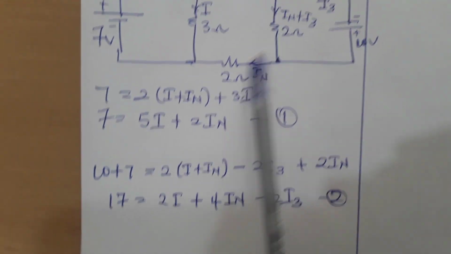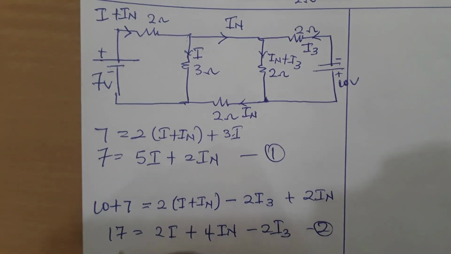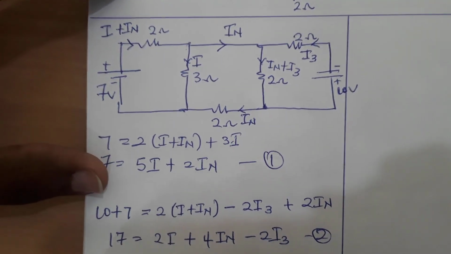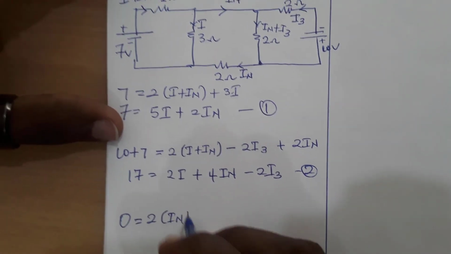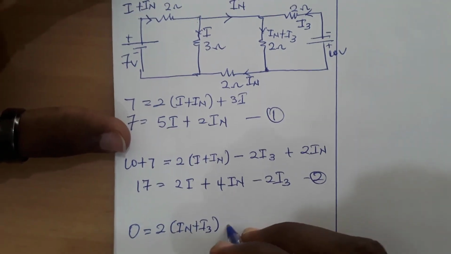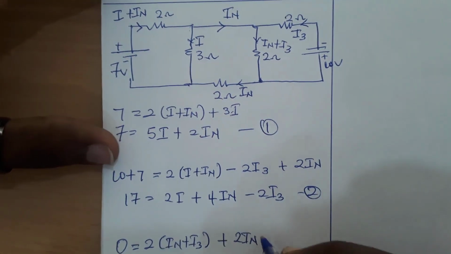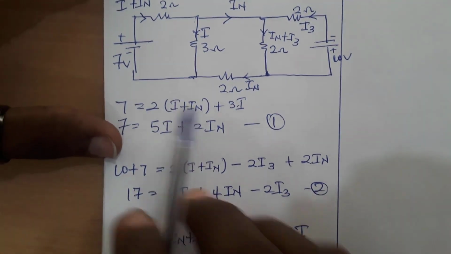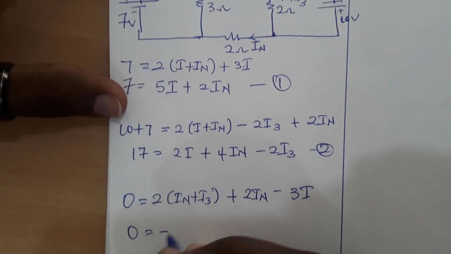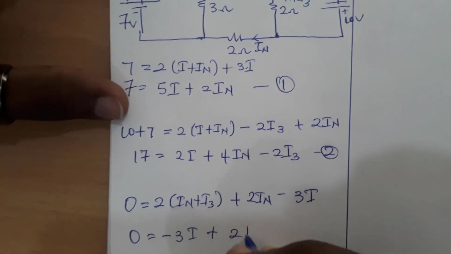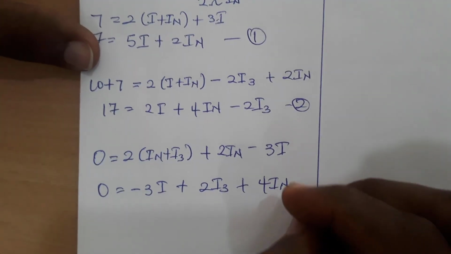If I decide to pick this middle loop and write an equation, the voltage source in this loop is 0. Going clockwise, I can say that 2 will multiply IN plus I3, plus this 2IN, and this will be minus 3I because we are going clockwise and this is countering our direction. After simplifying this, we have 0 equals minus 3I plus 2I3 plus 4IN over here. That is equation 3.